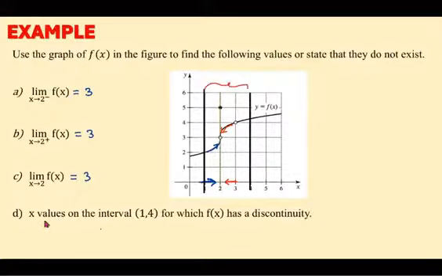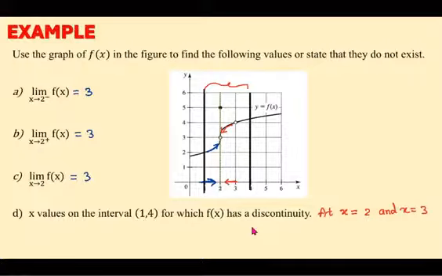In this interval, we have to find the values of x for which the function has a discontinuity. We can see that there is a hole in the graph over here. So the function is discontinuous at x equal to 2. And also there is a hole here. So the function is discontinuous here. That is also at x equal to 3. So the function is discontinuous at x equal to 2 and x equal to 3.